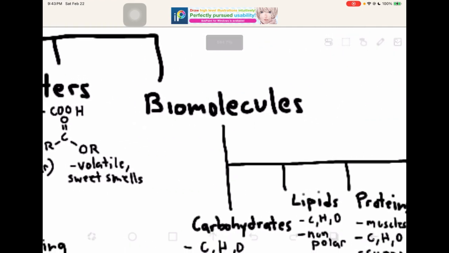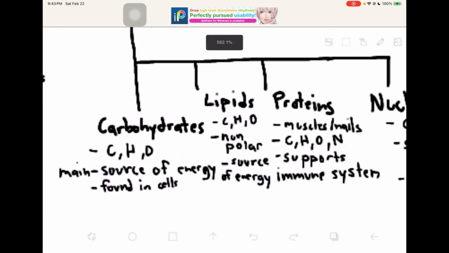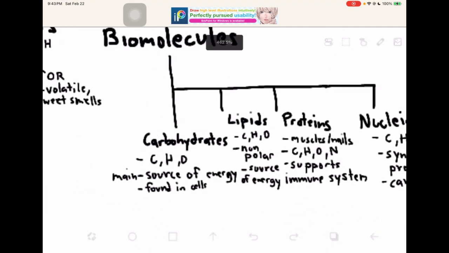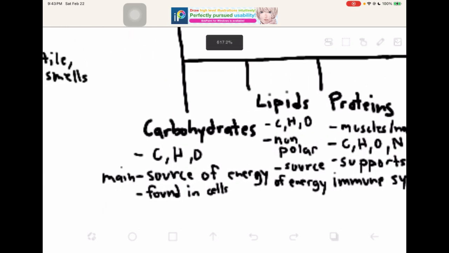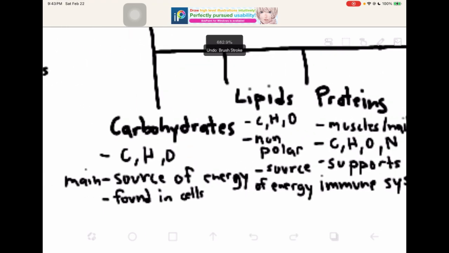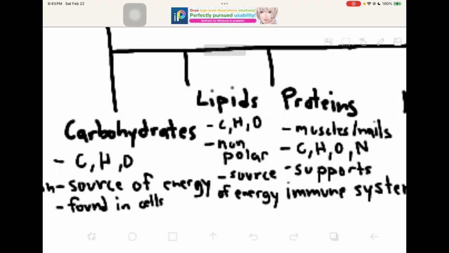Lastly, we got biomolecules, and honestly, this is where I start to struggle a bit. We don't need to memorize which elements comprise which of these, but we need to know the differences between all of them. So you can basically just ignore this. These are just in case you need to know, so you can ignore these.